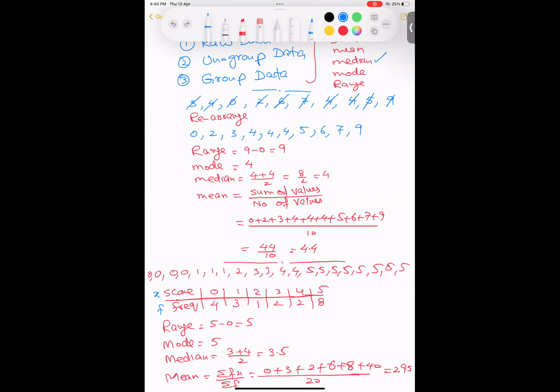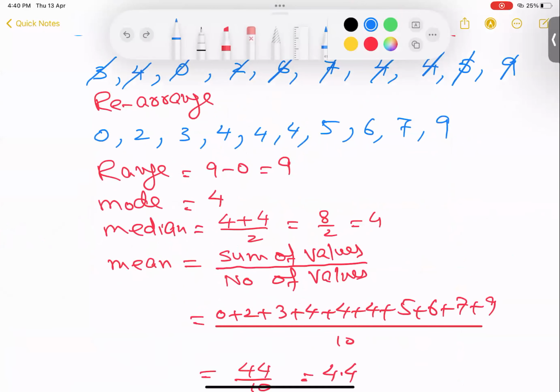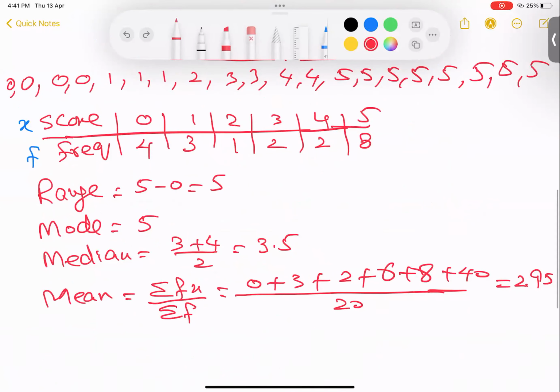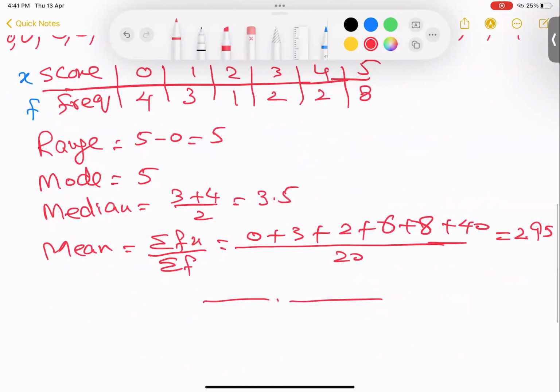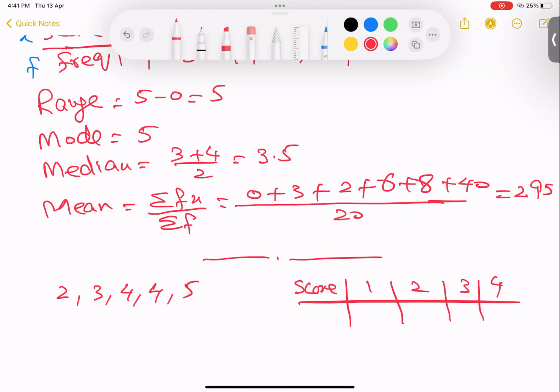The last form I will teach you, then I'll give you practice. Better to have practice now. I'm going to give you two easy questions to try now. For example, 2, 3, 4, 4, 5. And one data I'm giving in table form. This is the score, but I will not give big values: 1, 2, 3, and 4. And here, let's say 2, here 3, here 1, here 4, and here frequency.